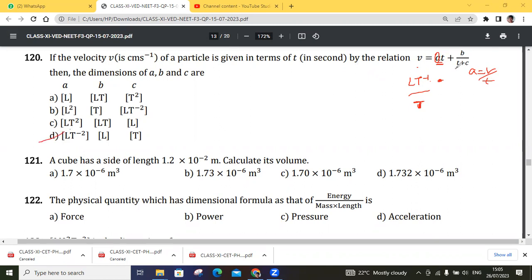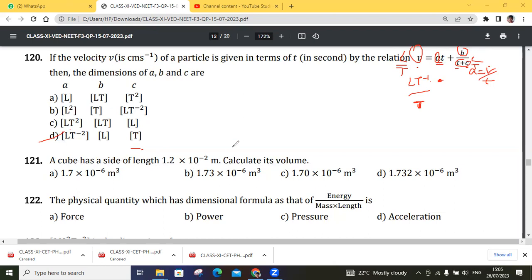B also, C. T and C should have the same dimensions. So C is T. Then this is L by T. This T is there already. This should be L. So option D.